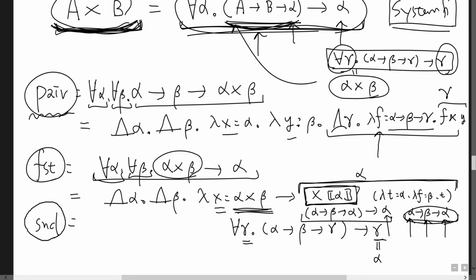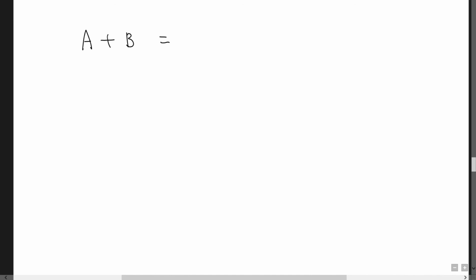And the case for the projection second is completely analogous. As the last example, let's talk about the sum type. In this case, we show how to encode the sum type a plus b. And the idea is, if you have a value of type a plus b, you have either a or b, but you don't know which.